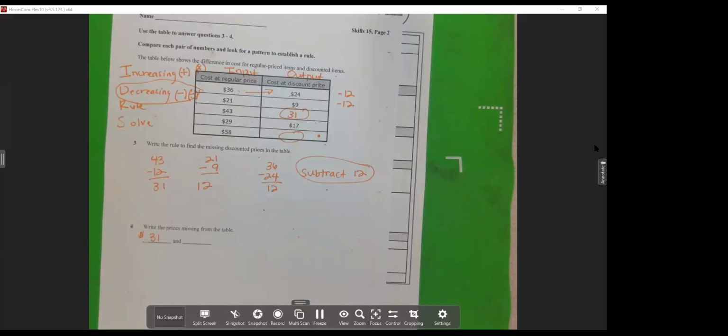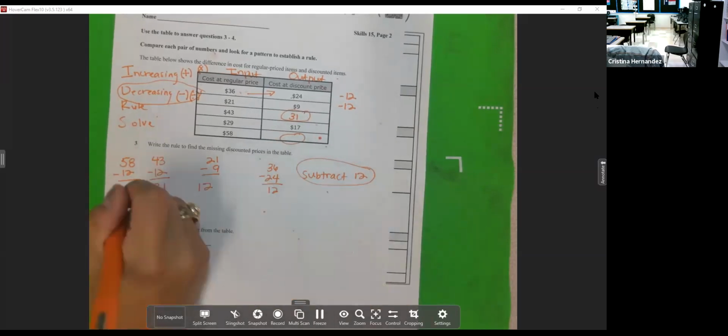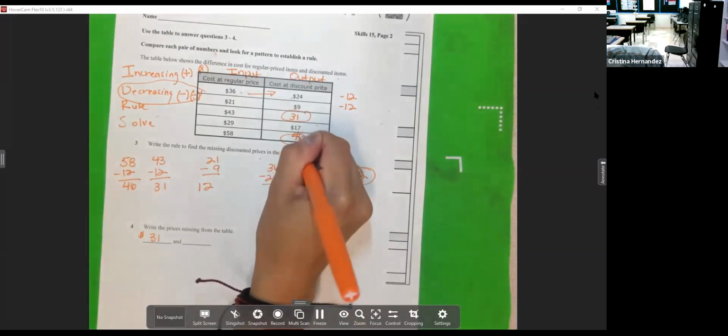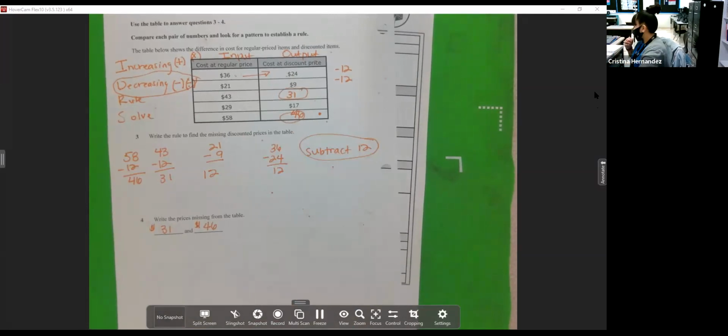What are we going to do? Subtract 12 from... Yes, Antonio says we're going to subtract 58 minus 12. And we get, he said 46, right? I hope 46 is what he says we get. I know we just ran through that really fast. 46. I know Antonio's paying attention in the classroom.